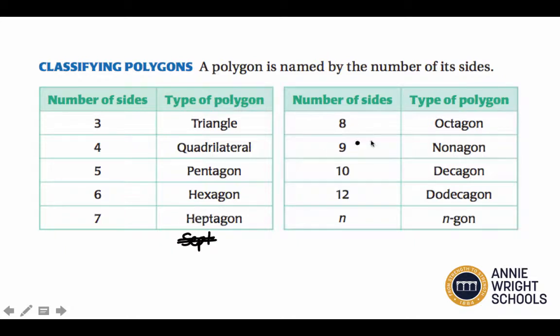But then we do get into some Latin, octagon and nonagon and decagon, and then 12 dodecagon. Anything else we'll just call n-gon. So a 43-sided polygon is called a 43-gon.